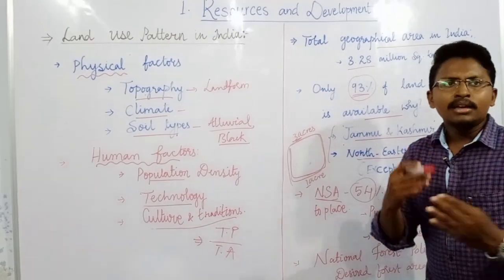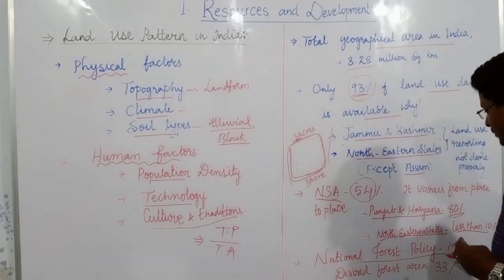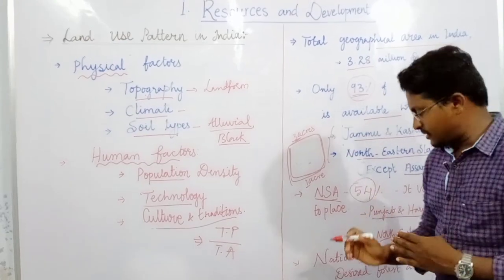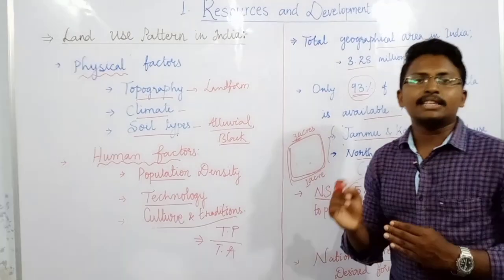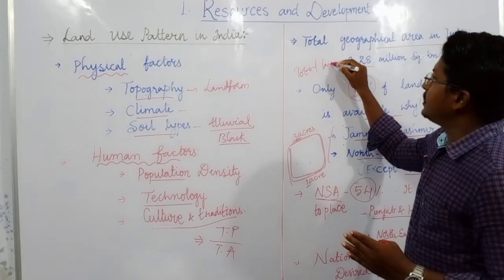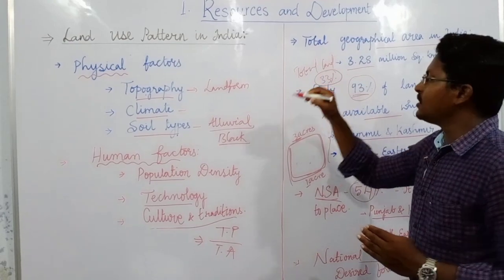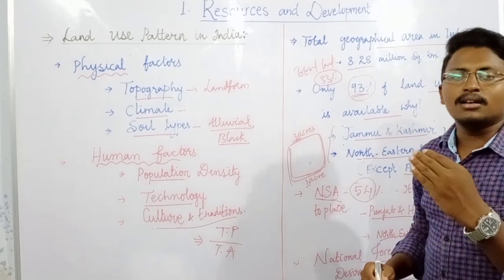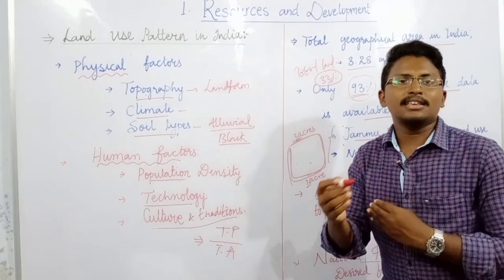Then there is the National Forest Policy, which says, according to the 1952 National Forest Policy, that the desired amount of forest area in the country should be 33%. At least 33% of the total land available in the country should be covered with forests. But in India, the forest levels are much lower than desired. So you can understand from this how the land is being used in India.